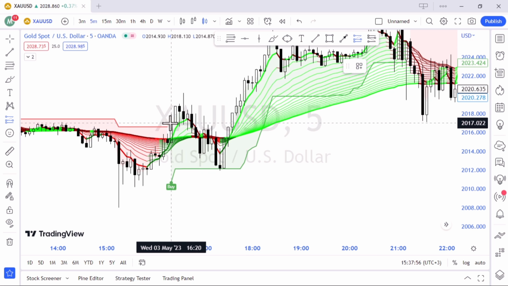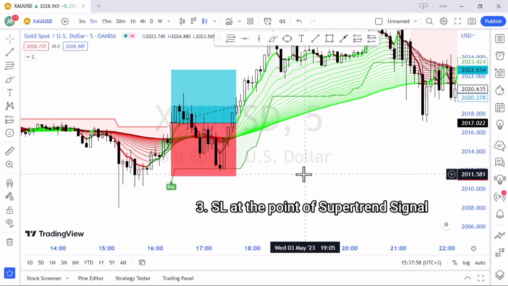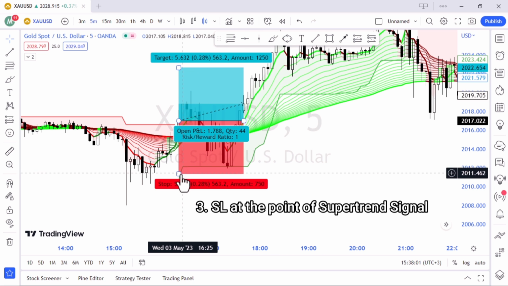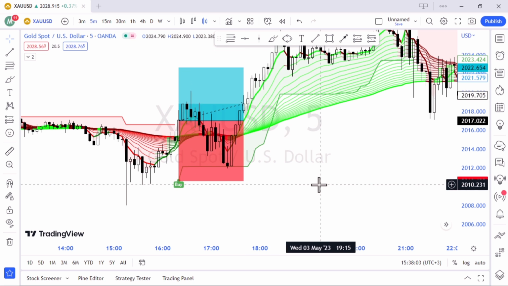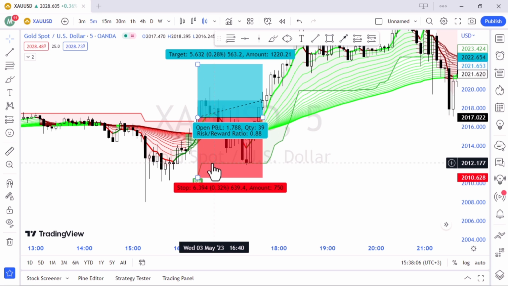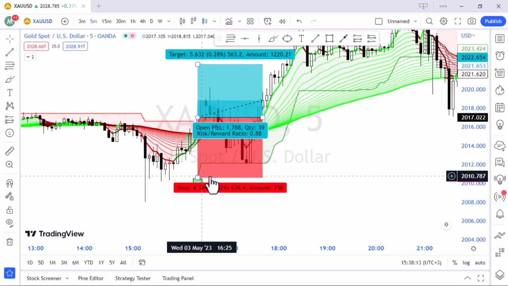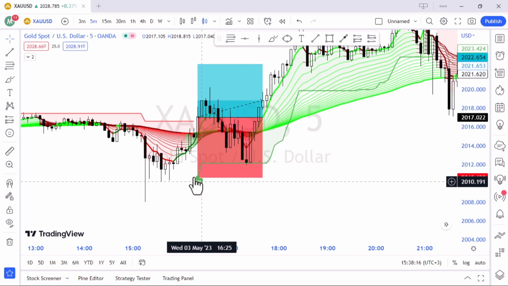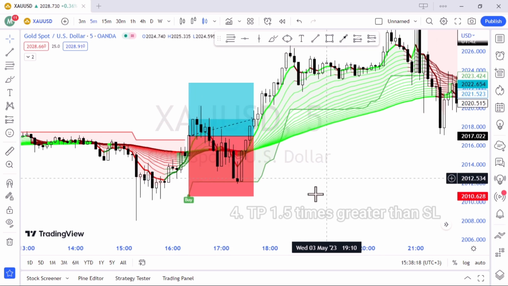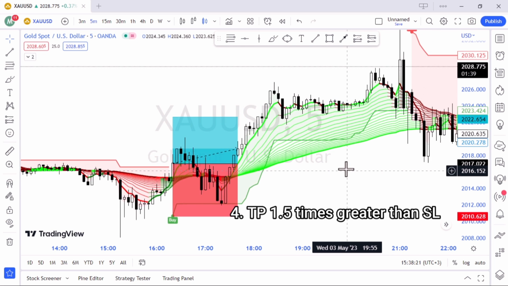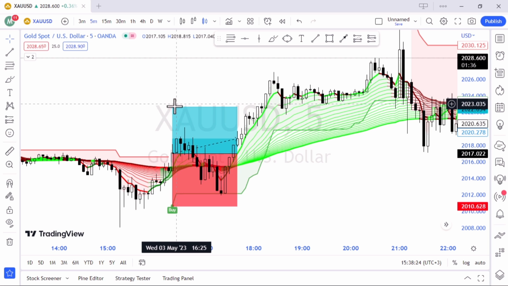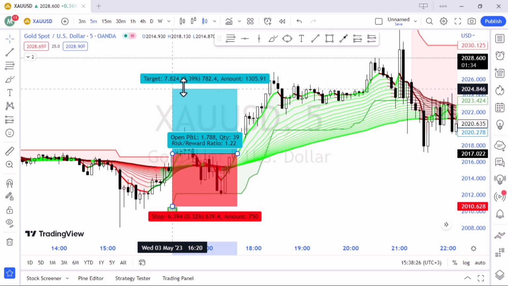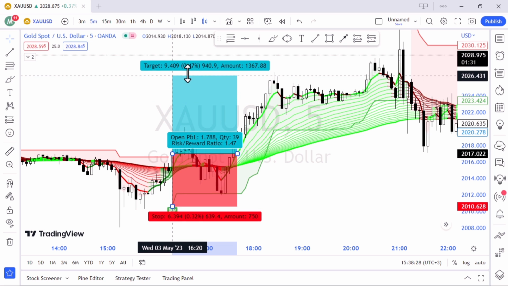Let's put it on this one. Our stop loss must be at the point of the signal here. You can put it here. Some people say on the line, some people say on the entry signal, but during backtesting I'd rather do it like this. Put it here. Then your target point must be 1.5 times bigger than your stop loss. So it's going to be like that, 1 to 1.5.